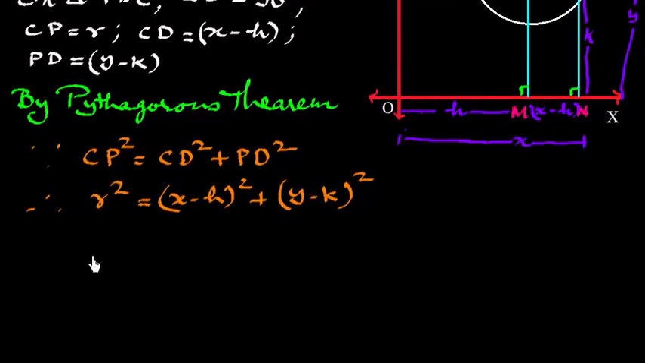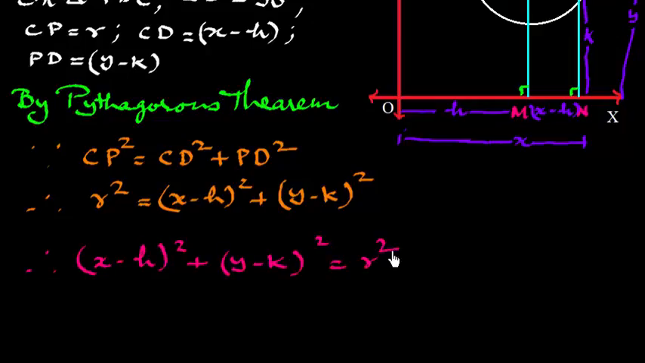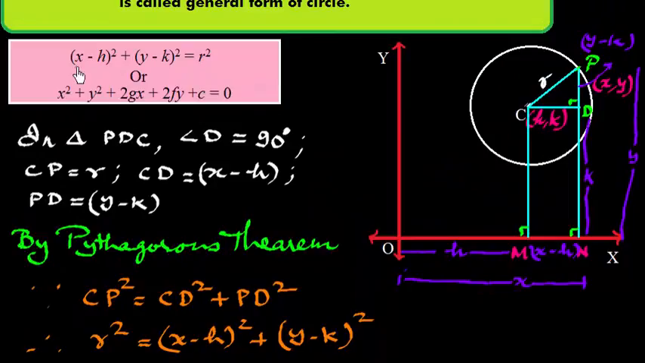Write down this equation in this form: x minus h whole square plus y minus k whole square is equal to R square. So this is the first form of the general equation as we have seen here. Now let us see the other form which we derived through this.